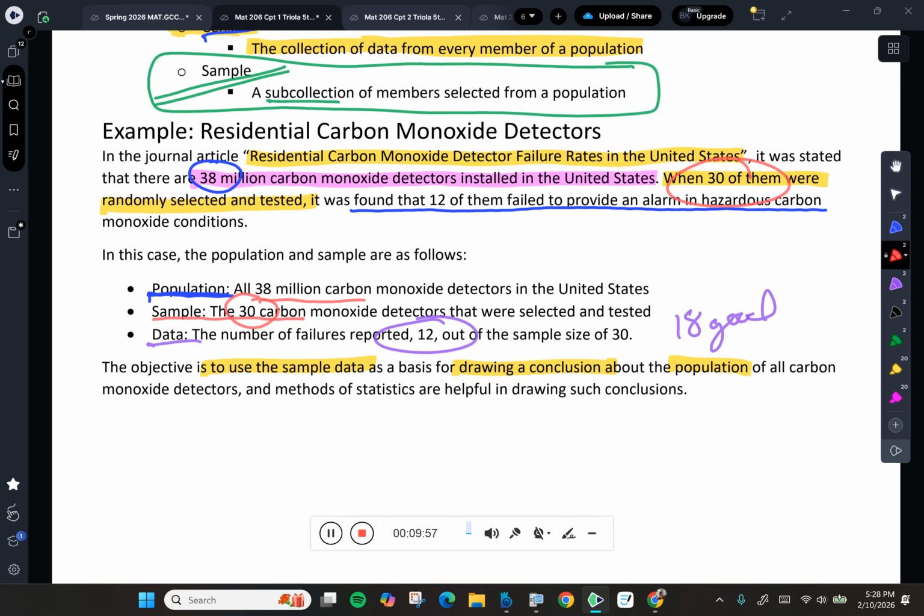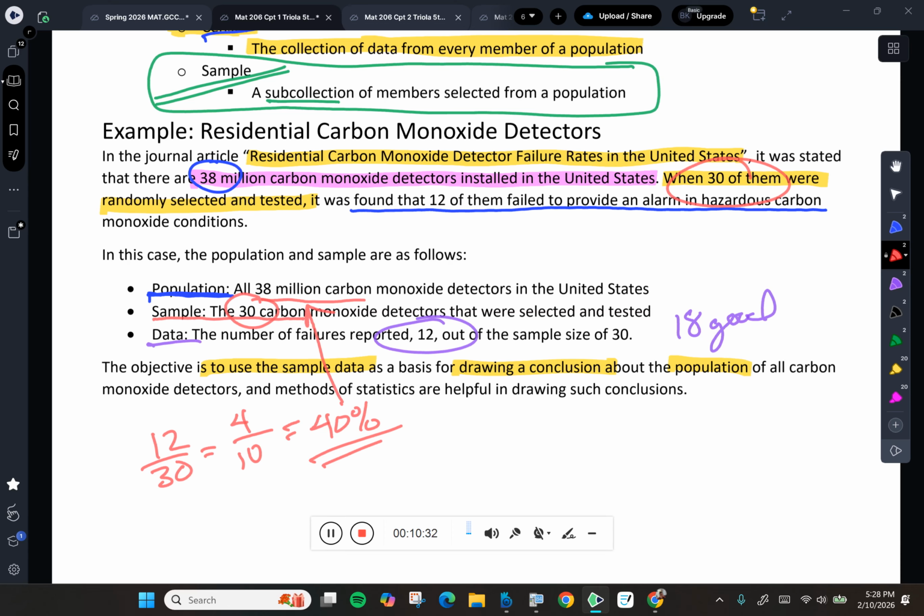And can we say that 12 out of 30, what is that going to be? Let's see, divide both by 3, and we get 4 out of 10, or 40%. Can we say that 40% of those 38 million aren't going to work? Is 30 a big enough sample to make that kind of a statement? That's a bold statement to say that 40%, almost half of these things don't work, right? And as we get deeper into the course, we'll look harder at that question of, hey, is 30 enough?